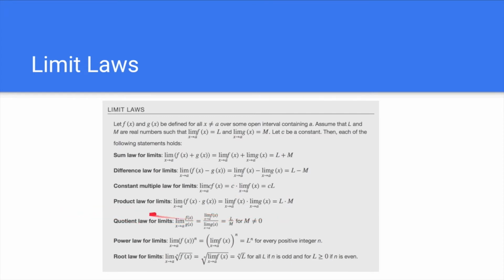You can multiply limits, and the limit of the product of two functions is equal to the product of the two limits. And the quotient rule, it's just saying if you divide them, the limits should be divided the same way, but the bottom cannot be 0, and that's important to note. Same for if you take something to a power, or if you take a root.